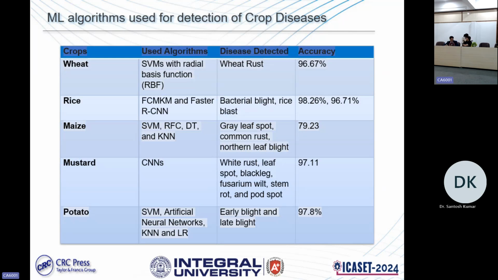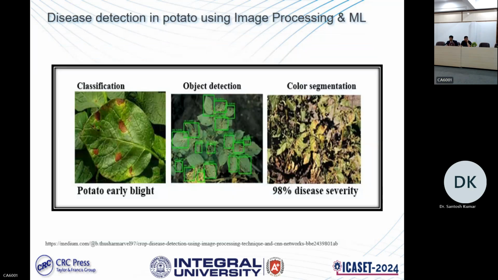Data has been collected through various literature surveys, where I have mentioned different crops, the machine learning algorithms used on those crops, the kind of disease detected through those algorithms, and the efficiency or accuracy achieved by applying those algorithms. This is the process through which machine learning can be used to detect diseases. The first step is classification, next is object detection, and through that we discover various kinds of the data which we want to collect.